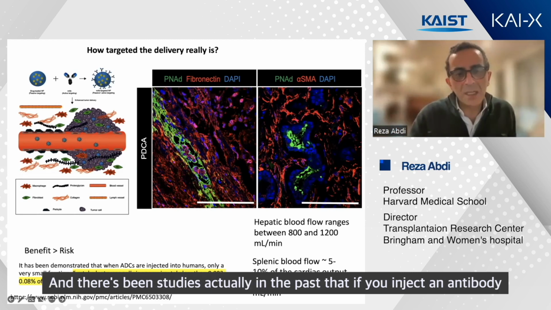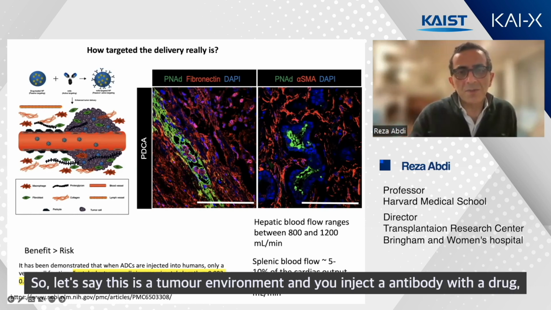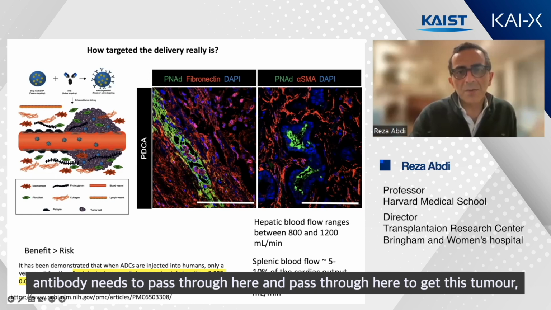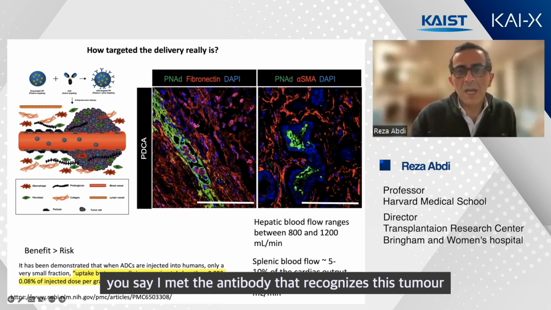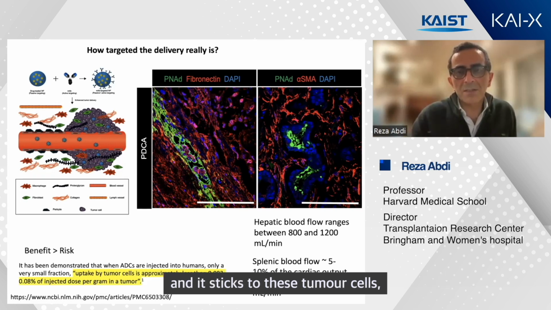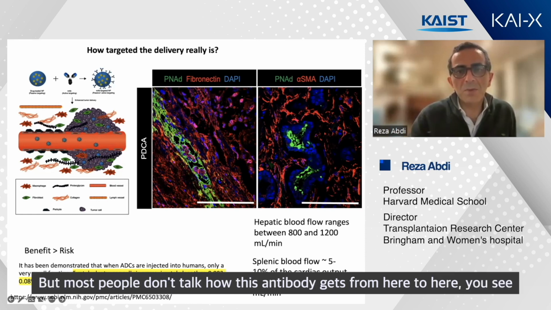And there have been studies in the past showing that if you inject an antibody, less than 1% actually gets to the tumor. Let's say this is a tumor environment and you inject an antibody with a drug. The antibody needs to pass through here and pass through here to get to the tumor. When it comes to drug conjugation, it's a very easy concept. You say, I made an antibody that recognizes this tumor and sticks to these tumor cells, for instance here, and then brings the drug inside. But most people don't talk about how this antibody gets from here to here.